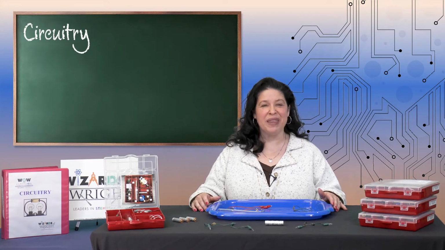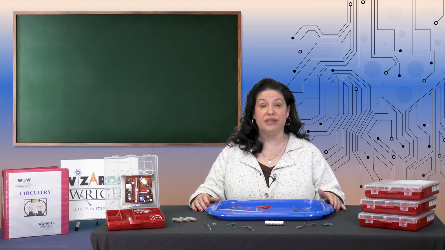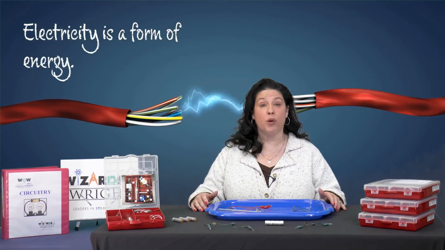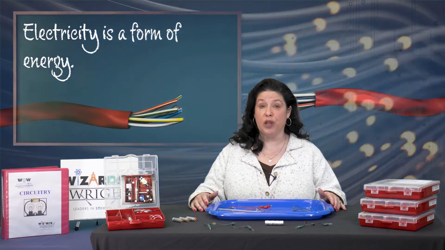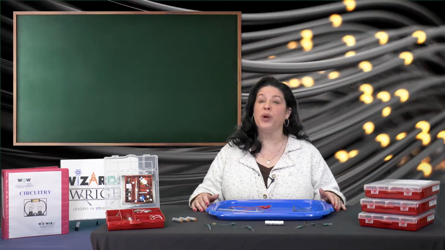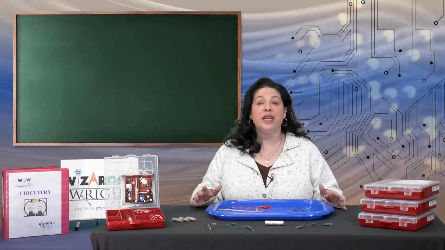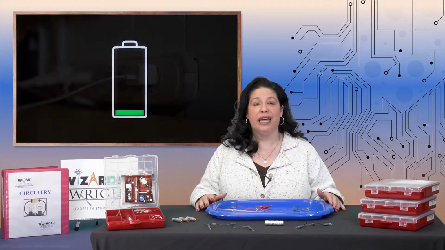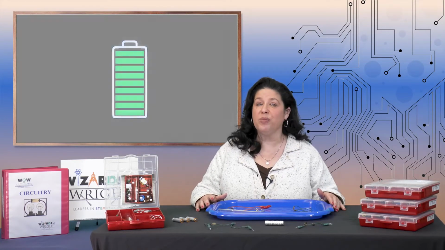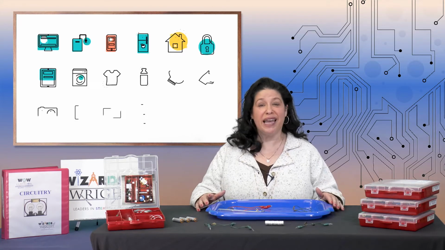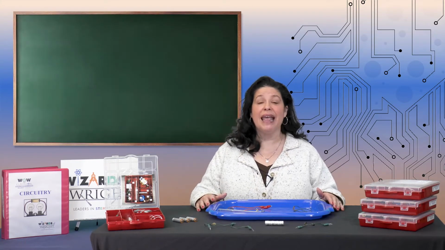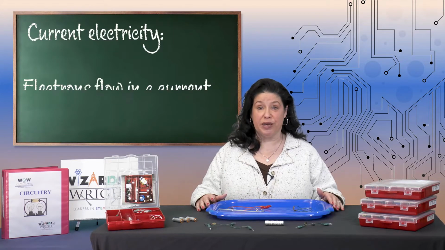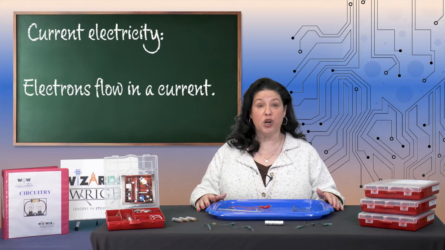Let's go. In order to understand circuitry, it's important to understand electricity. Electricity is a form of energy. When electrons flow from one place to another, we have electricity. There's the kind of electricity that we use at home and at school, like when we use batteries and outlets to turn on our TVs, our computers, our refrigerators, lights, and cell phone chargers. This is called current electricity because electrons flow in a current.